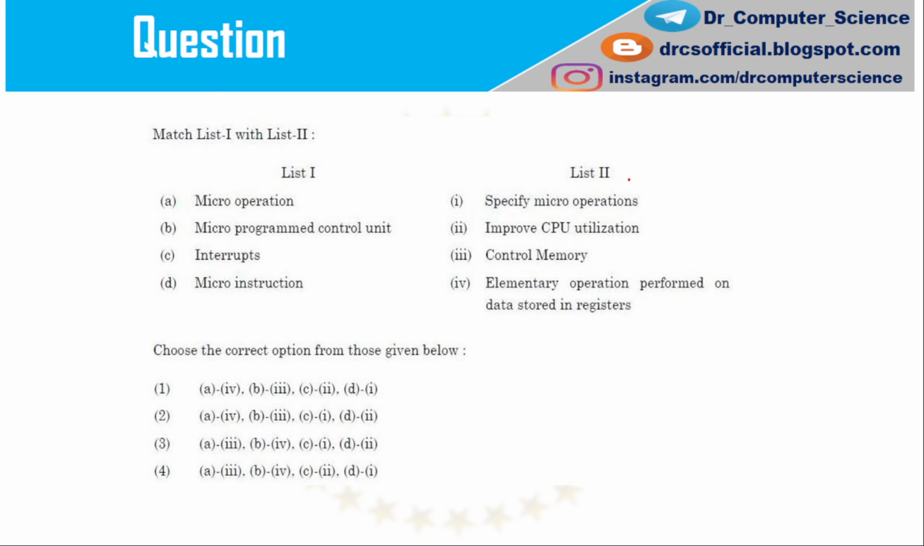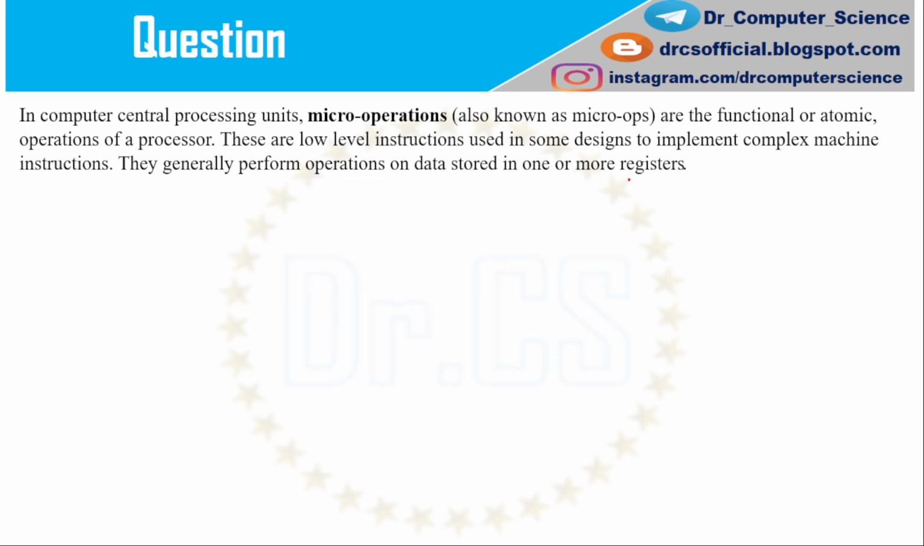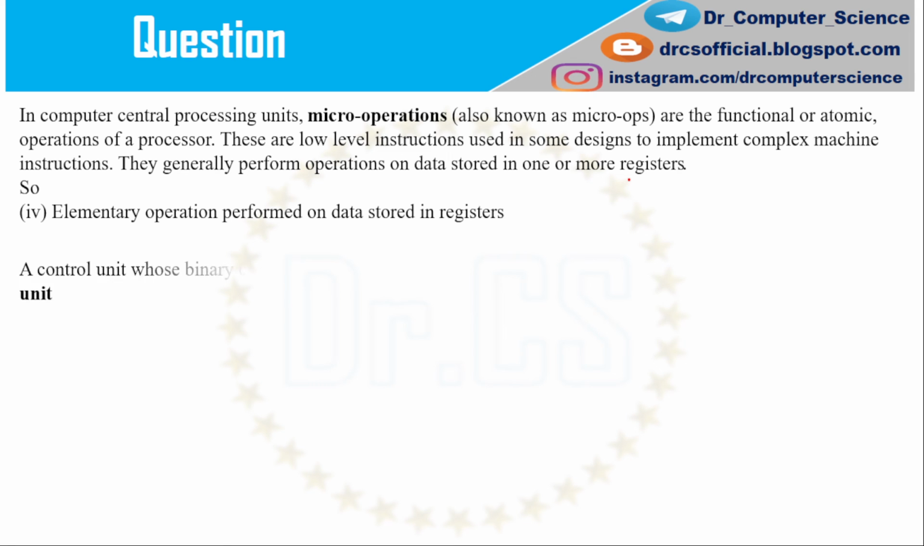Next question. Match list 1 with list 2. List 1: microoperation, microprogram control unit, interrupt and microinstruction. Explanation. In a computer central processing unit, microoperations, also known as micro-ops, are the functional or atomic operations of the processor. They are low-level instructions used in some designs to implement complex machine instructions. They generally perform operations on data stored in one or more registers. So the elementary operation performed on data stored in a register is related to this.